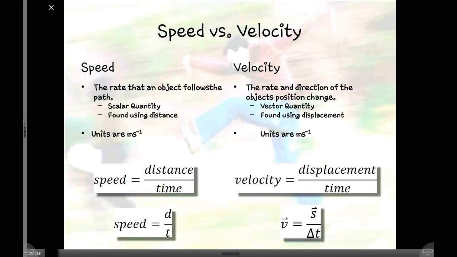Velocity, on the other hand, is the rate and the direction of the object's position change, which means that because it has that direction, it's a vector quantity. And this is found using displacement. They both share the same units, which is meters per second. And in IB physics, we write that as m s to the -1, because the -1 exponent means that the s is on the bottom, and it's by itself. The equation for speed is distance divided by time, and the equation for velocity is displacement divided by time. So the equations are different.